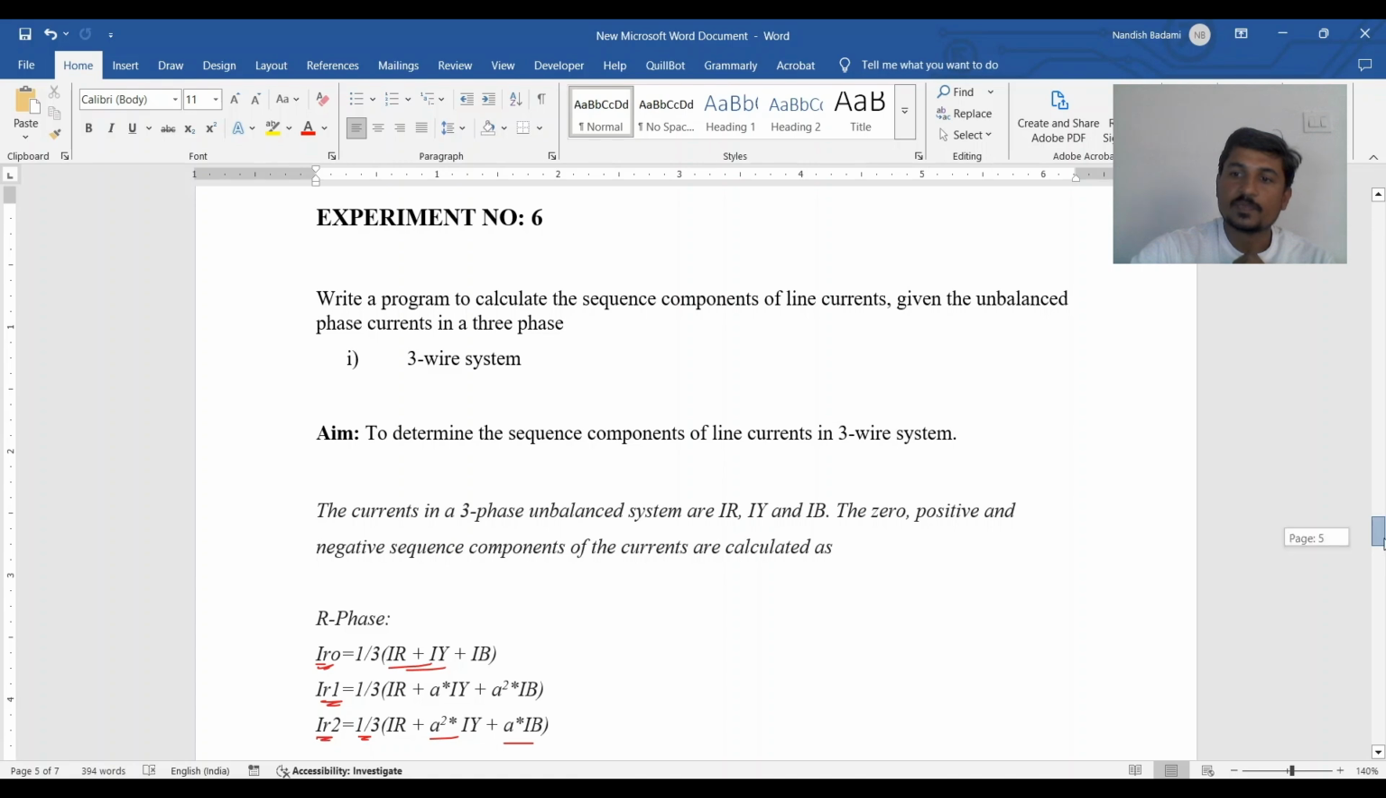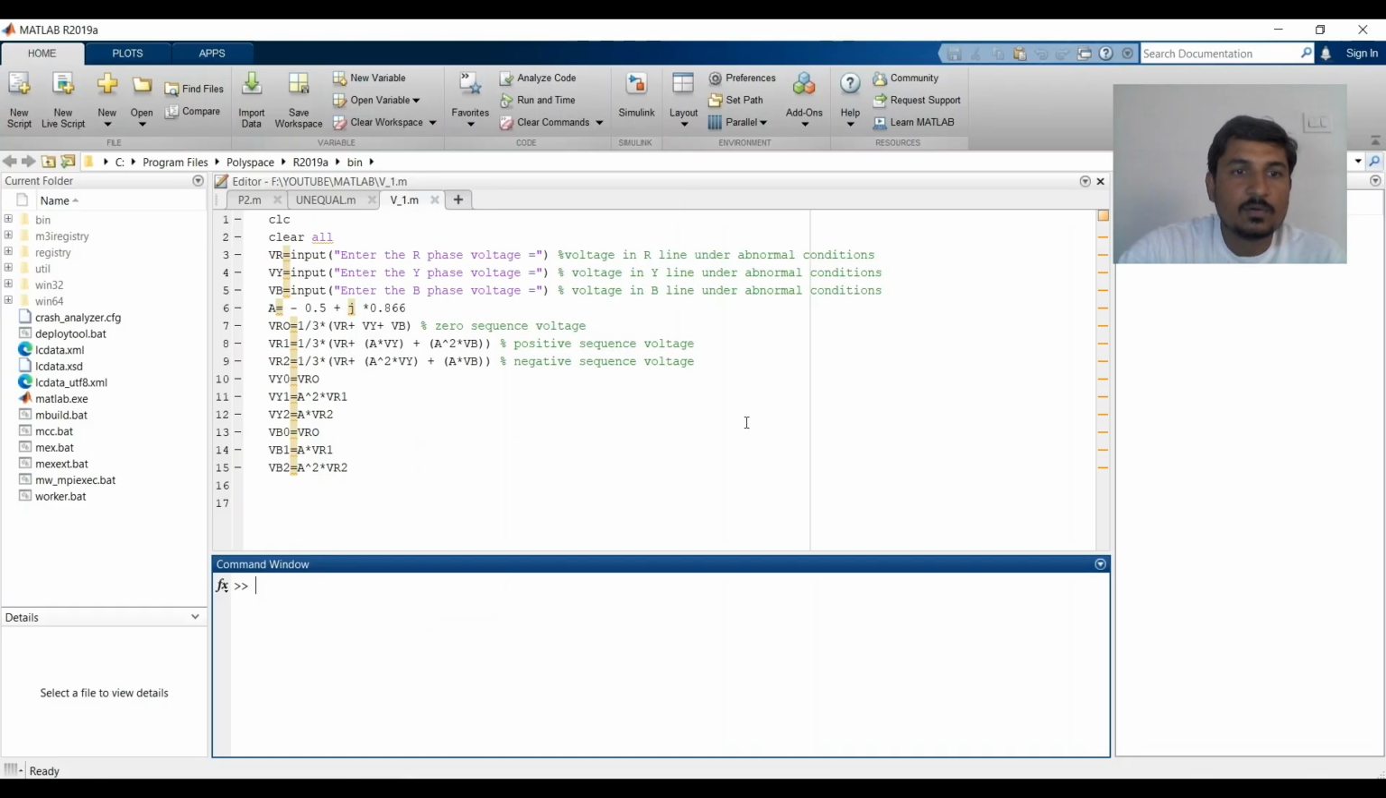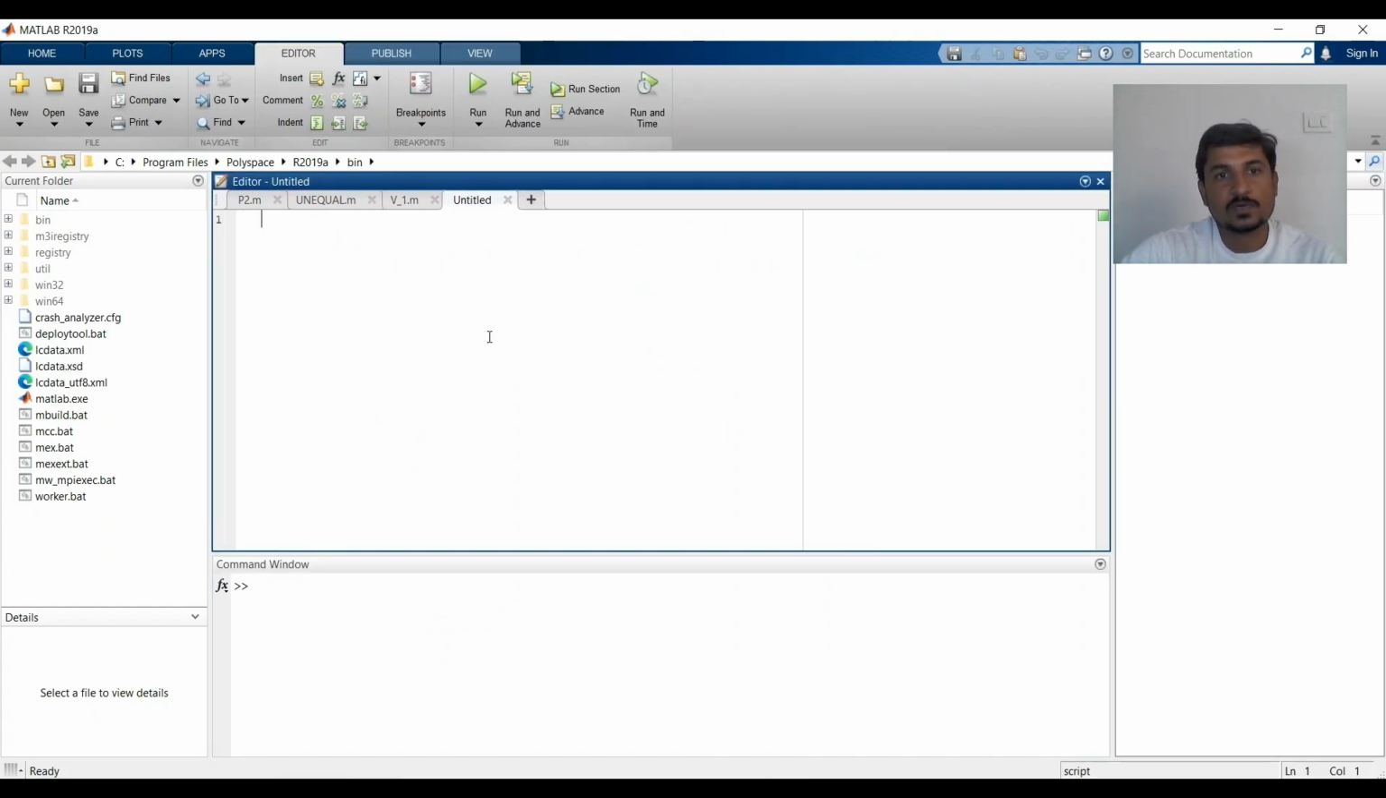Similarly, the Y phase and B phase currents are calculated as shown here for the Y phase, and this is for the B phase. If you want to write a program for this calculation, let us open MATLAB. Now let us start with a new programming window where we are going to start our programming part. CLC is to clear the command window, and clear all is used to remove the items from the workspace and to free up some memory.